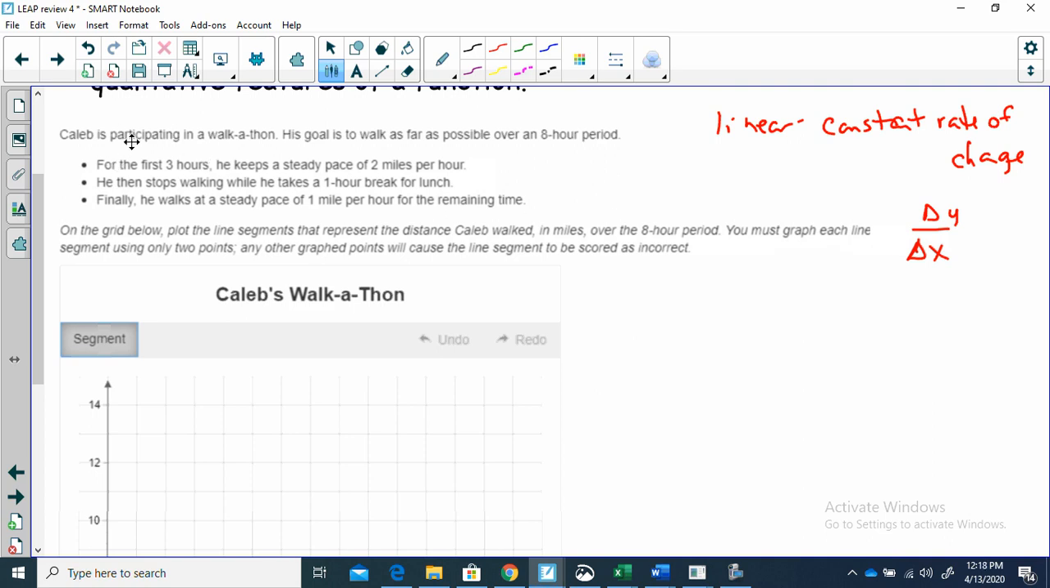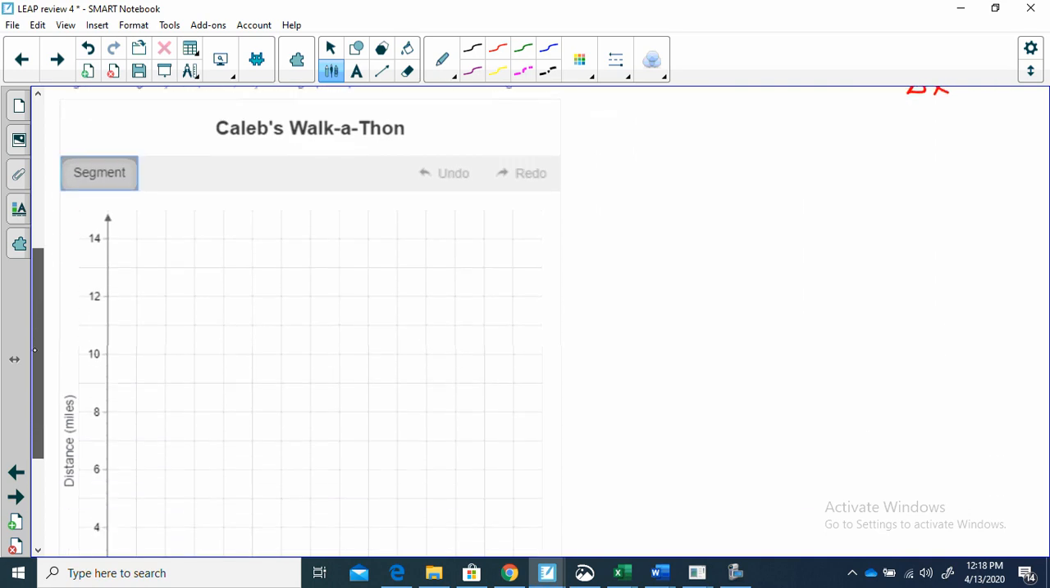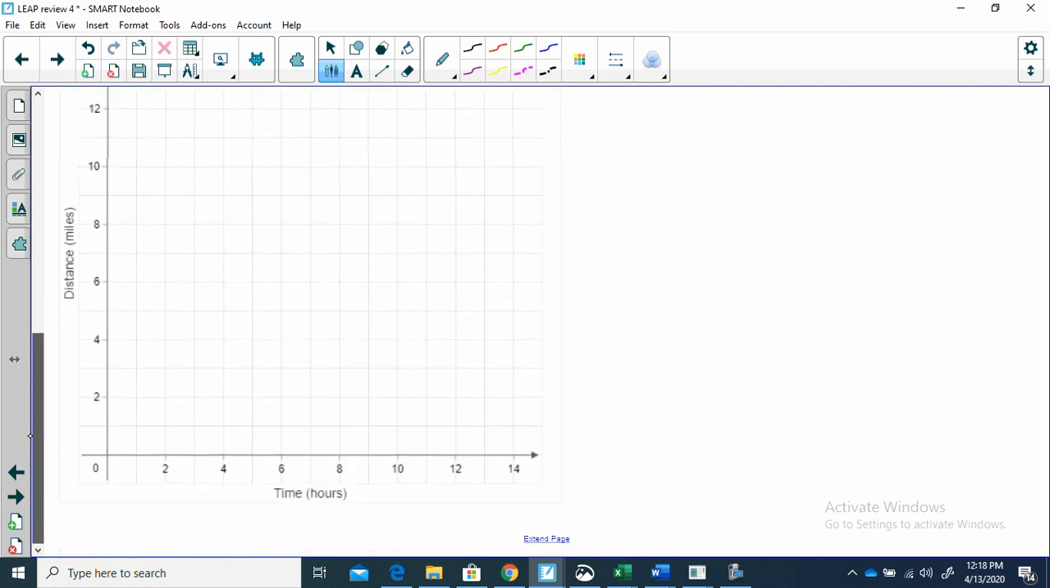Okay, so Caleb is participating in a walkathon. His goal is to walk as far as possible over an 8-hour period. So we're going a total of 8 hours. For the first 3 hours, he keeps a steady pace of 2 miles per hour. Okay, so let's plot that. For 3 hours, he's going to go 2 miles per hour.